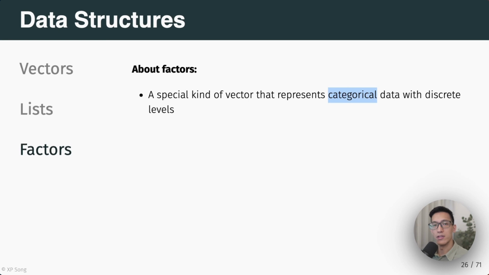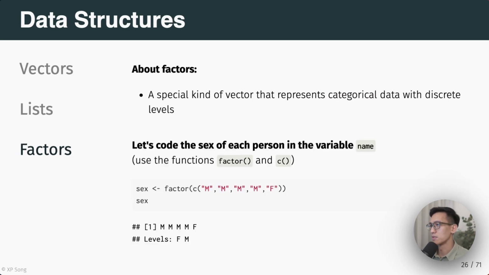Think of ordinal data with a sequence. For example, when you take a survey, you're often asked if you strongly disagree, agree, and so on. All these are categorical data with discrete levels. For example, we can code the sex of each person in the variable name. So this was the character vector we coded earlier. To create a factor, you use this function factor, and in our example, you can code either male or female to each person in name.